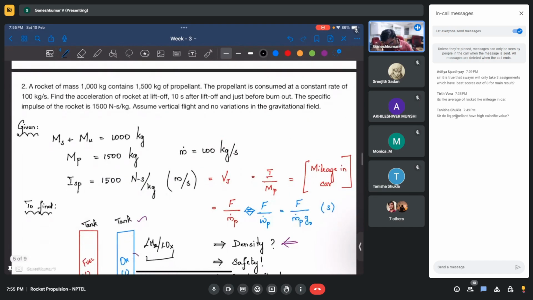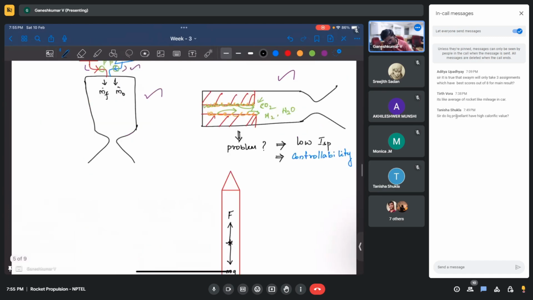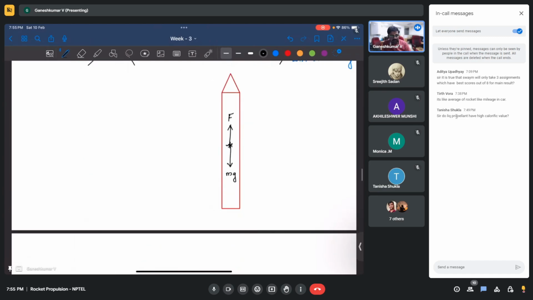We assume vertical flight and no variations in the gravitational field. That is also an assumption. In reality, it's not the case, right? Once you start the propellant, you are going to reach higher altitudes, and g keeps varying. For now, for this problem, we'll assume that. I think we already did this in the last class also.